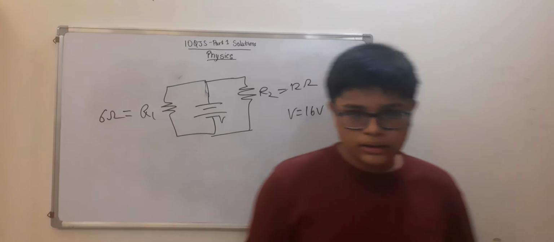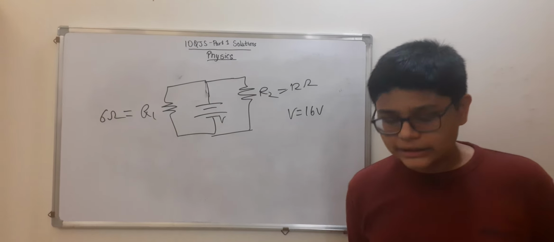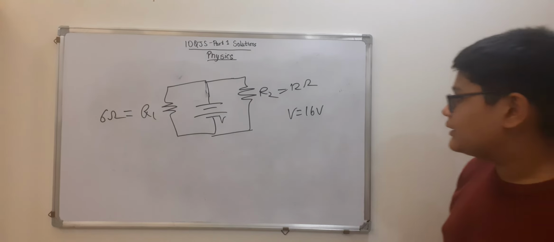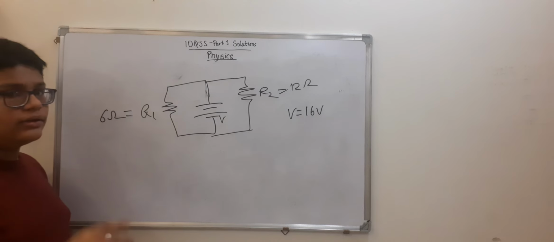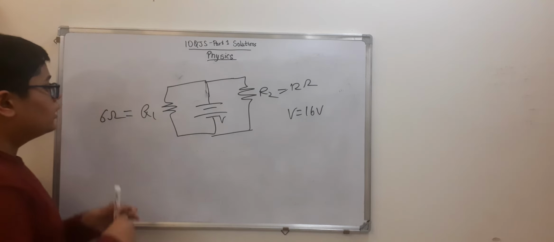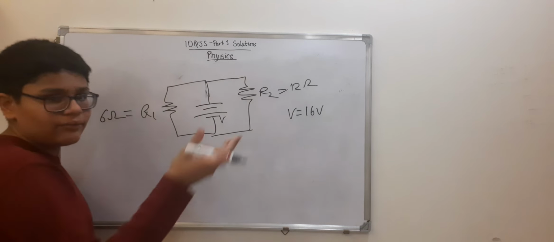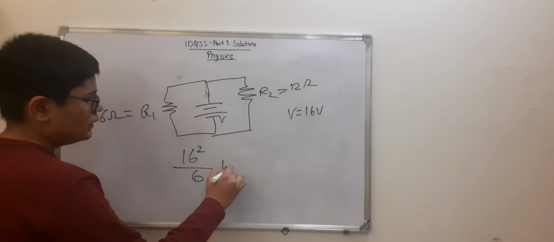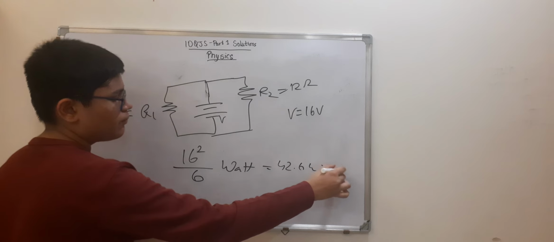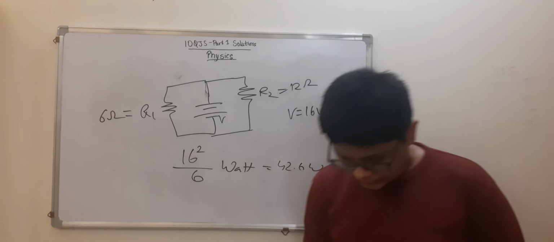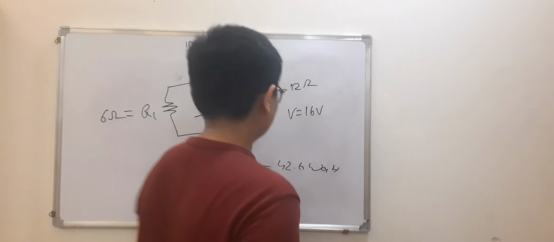Okay, first they ask what is the power dissipated in R1. The power dissipated in R1 will be the voltage across R1 squared upon the resistance of R1, which is 6 ohm. The voltage across will be 16, and because they are in parallel, both will have the same voltage across. So 16 squared upon 6, in watt, equals 42.6 watt. Option A says the power dissipated across R1 is 42.6, so that's correct. So option A is correct.